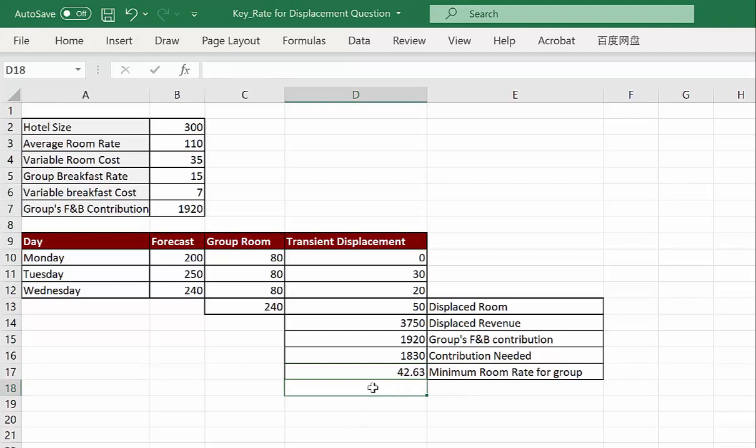So as we know before, the group proposed a rate of $45. So the group proposed rate is higher than the minimum room rate for the group. That means we can make more money from the group compared with the displaced transient guests. So having the group is more profitable than the transient guests. Therefore, it would be better for the revenue manager to accept the request of the group.